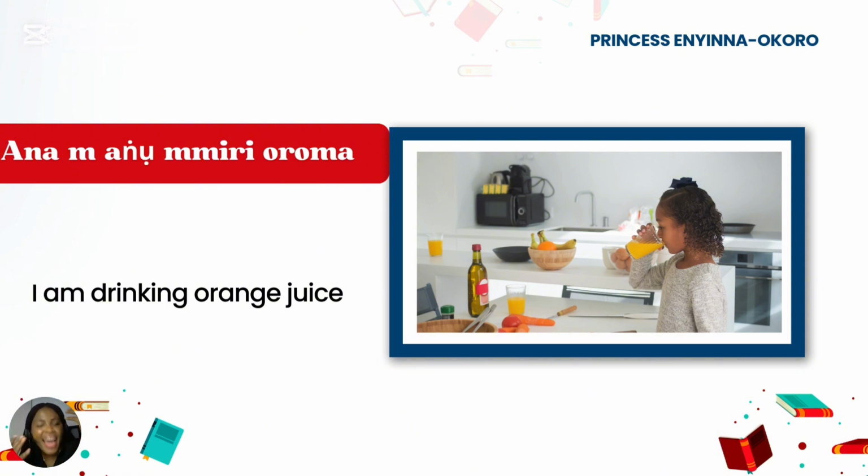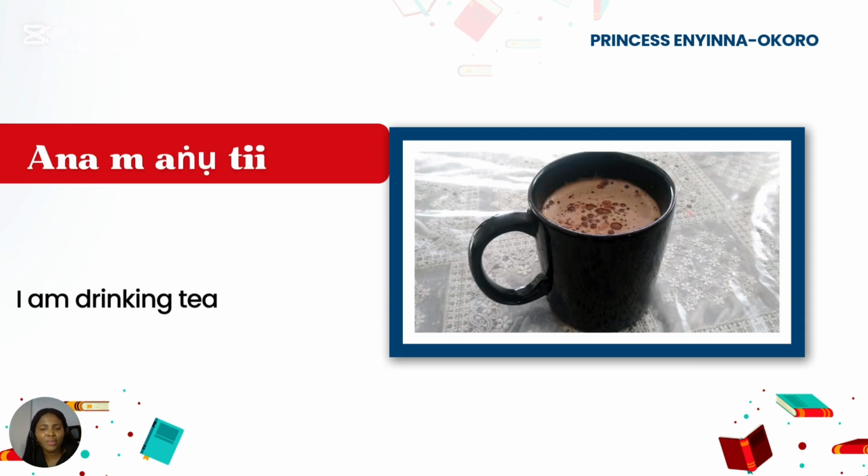You see that? Ana m aṅụ mmiri oroma. I'm drinking orange juice. So yummy. Ana m aṅụ mmiri oroma. Right? Mmiri oroma, orange juice. Okay? Good. Did you get it? Are you following up to this point?